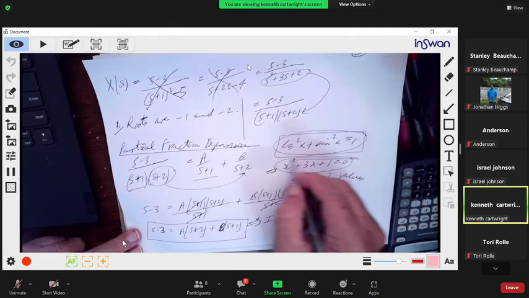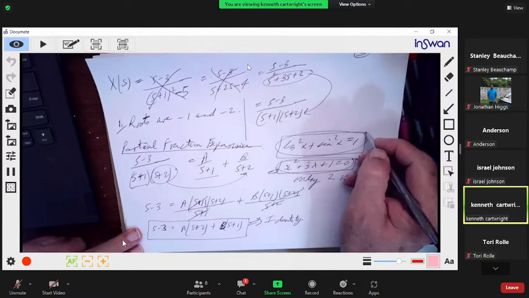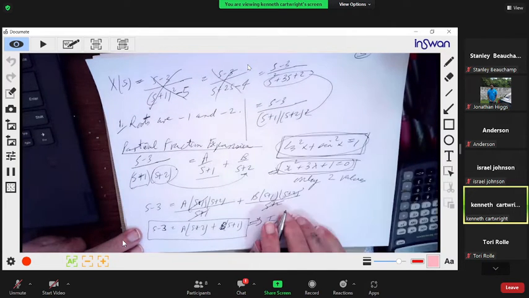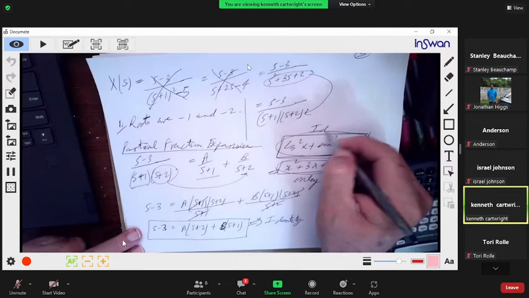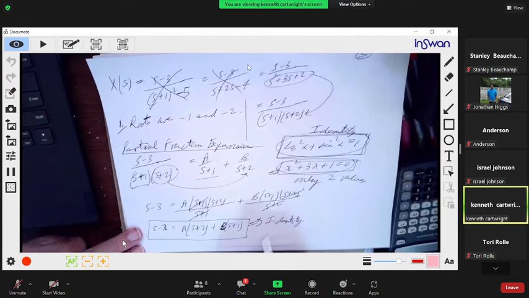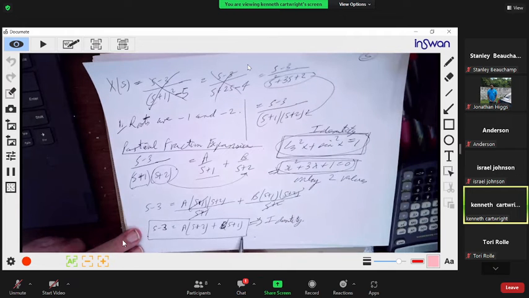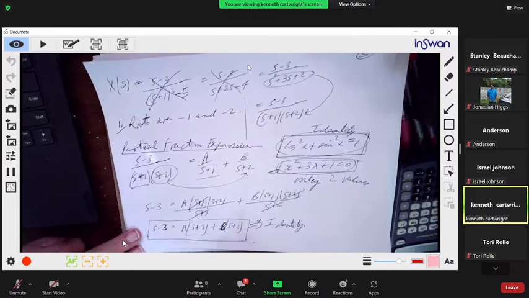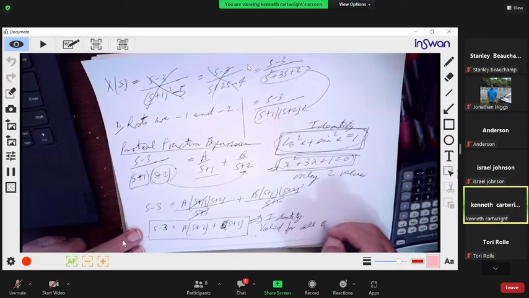This statement here looks like an equation and it's only valid for 2 values of x. This statement here is valid for all values of x. No matter the value of x, this statement is true. So that makes this an identity. It is valid for all s values.